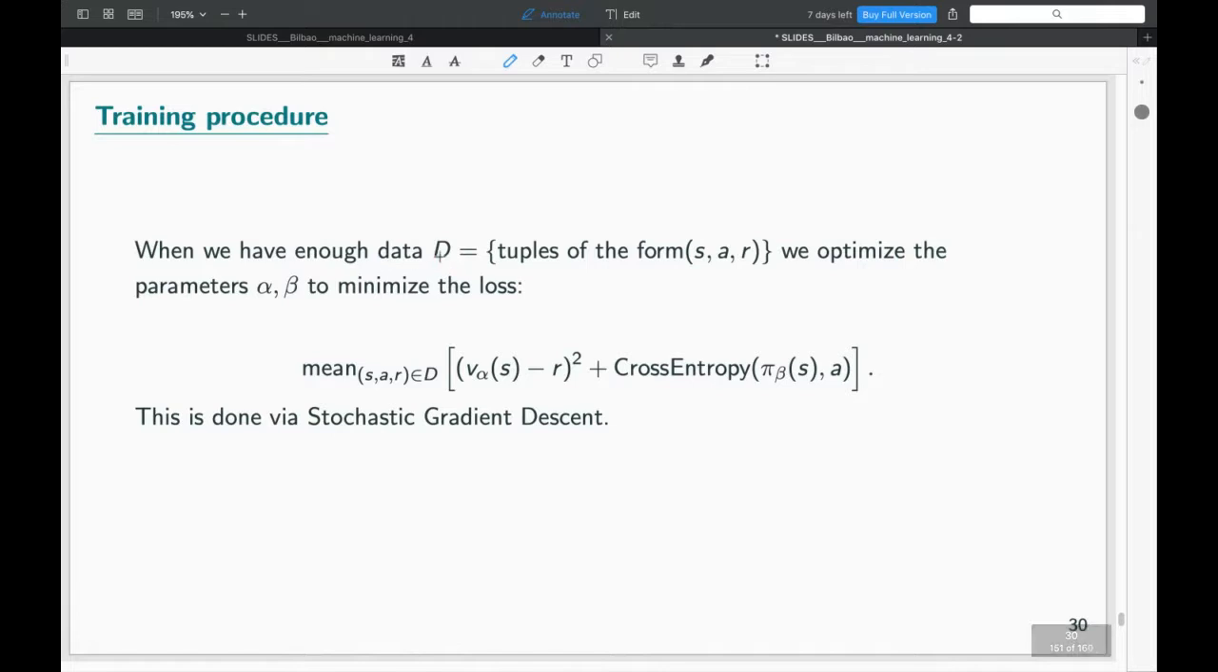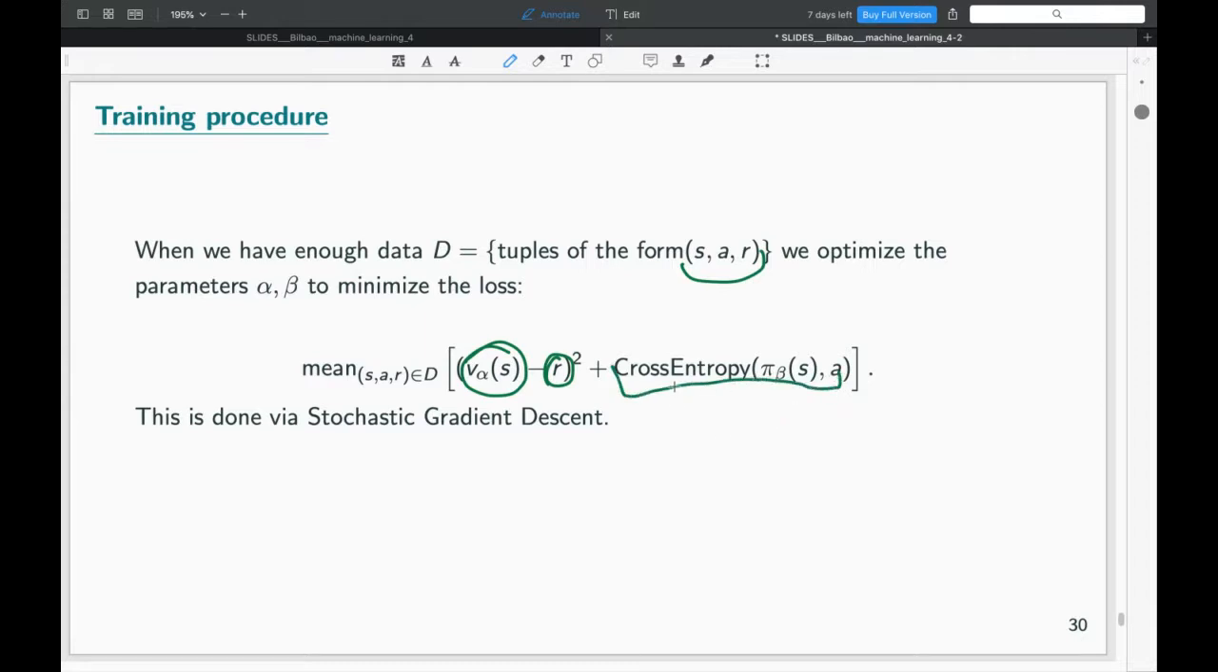And when it has enough data, so these triples, it makes the following optimization of the parameters via gradient descent. So it wants the value neural network, given a triple, it wants the value assigned to the state of the triple to be close to the R. So v_alpha is predicting whether the player that was to move at position S ended up winning, losing, or drawing. And then there is another term.